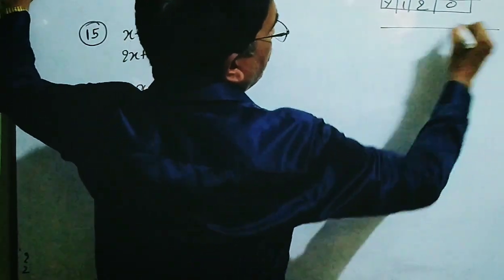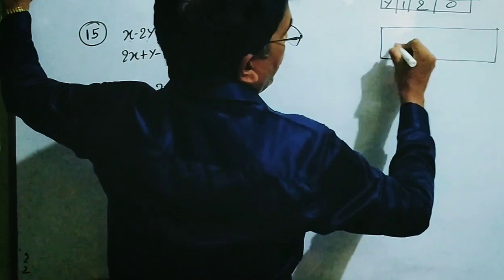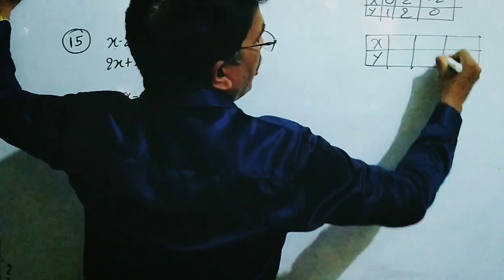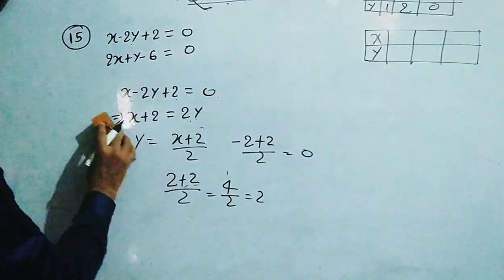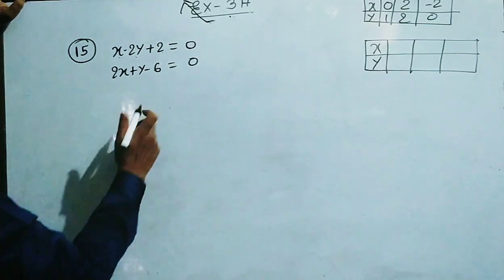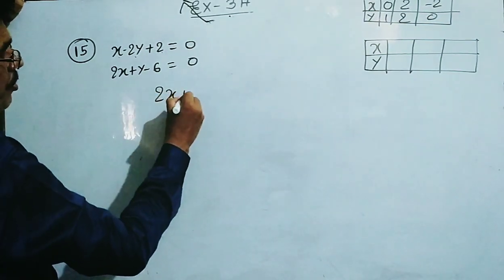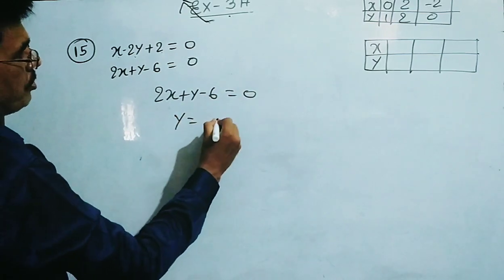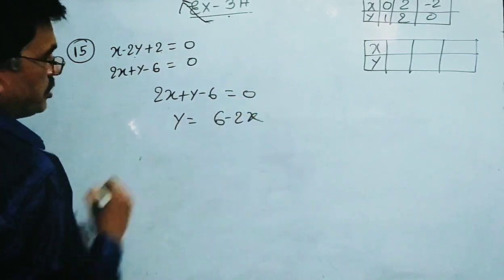Draw another table, and from the next equation you again find the values of x and y. So here is x, y, and minimum 3 values. So your equation now is 2x plus y minus 6 is equal to 0. Then y is equal to 6 minus 2x.